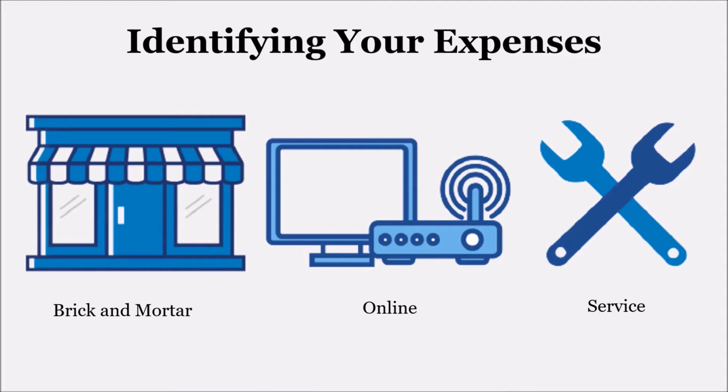A brick and mortar small business could be something like opening a restaurant. An online business could be selling your products on sites like Etsy or solely through your own website. And lastly, a service small business could be something like starting a roofing or plumbing company.